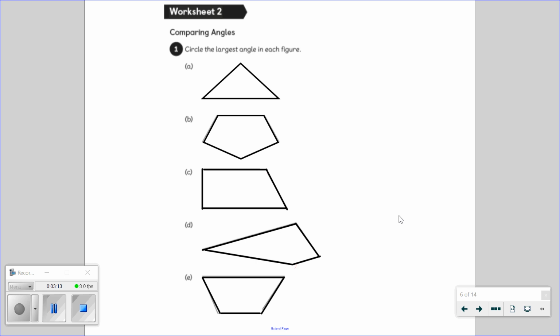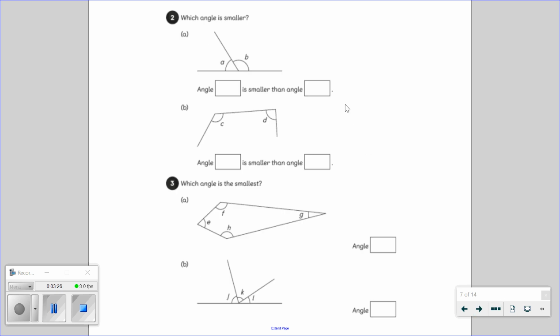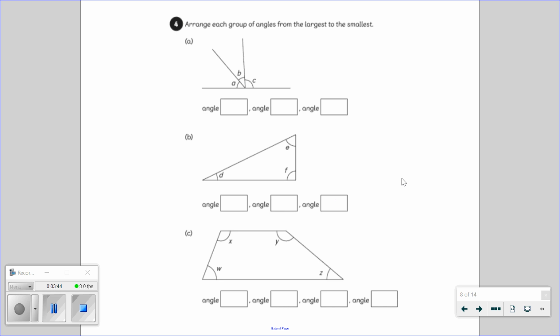So here is our worksheet. For question 1, you just need to circle the largest angle in each of these shapes. In question 2, you have to find out which is the smaller angle and complete these sentences. In question 3, you need to find the smallest angle and fill in these boxes. And in question 4, you need to arrange the angles in order from largest down to the smallest.